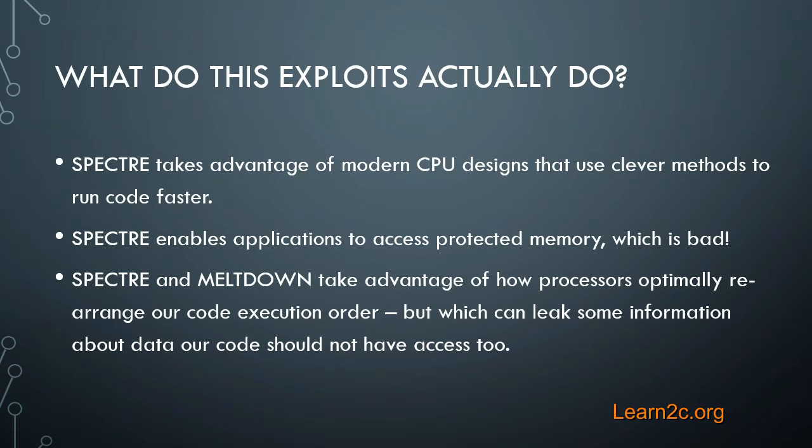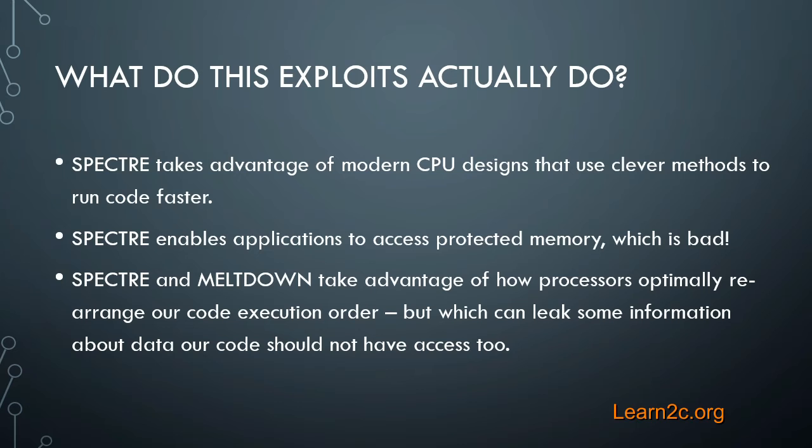So what does this exploit actually do? How does it work? And we'll take a look at that over the next few slides. SPECTRE takes advantage of how a modern CPU processes the machine instructions and does this in an optimal fashion in a way that makes our programs run faster. Basically what it does is some very clever things that enables it to run some of our code possibly out of order from the way we wrote it, but still come up with the right answer.